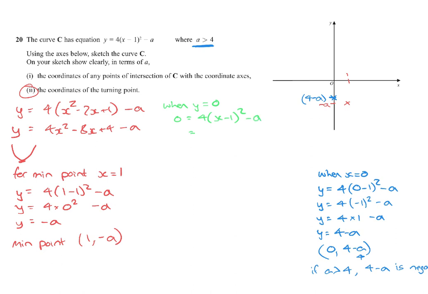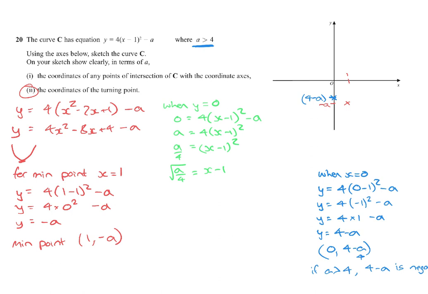Now let's solve this equation. I'm going to add a to both sides, so it becomes positive over here. 4 bracket x minus 1 squared, divide by 4. A over 4 is equal to x minus 1 squared. Let's take the square root of both sides. So root a over 4 equals x minus 1.